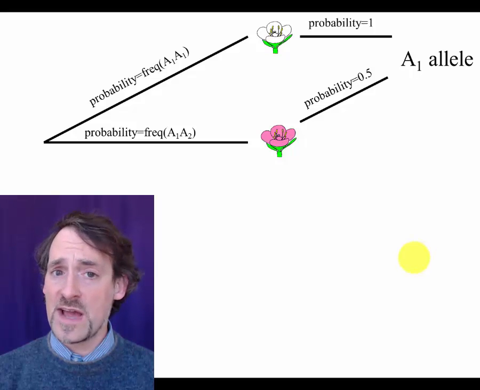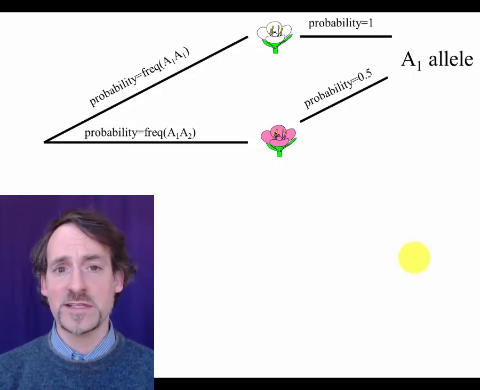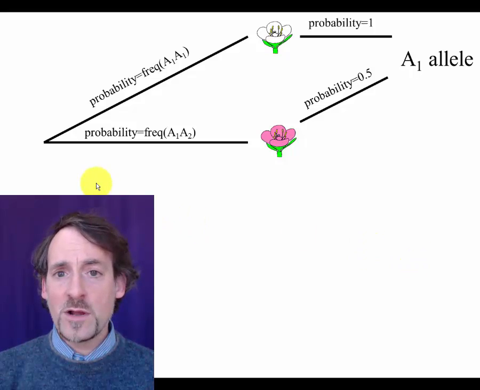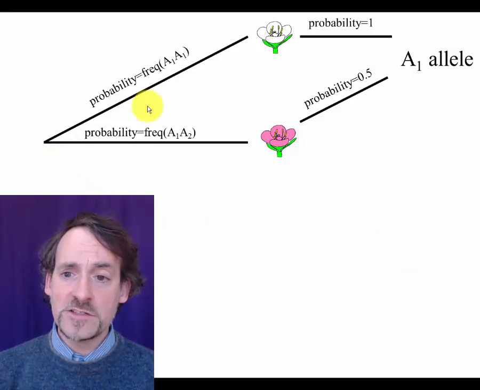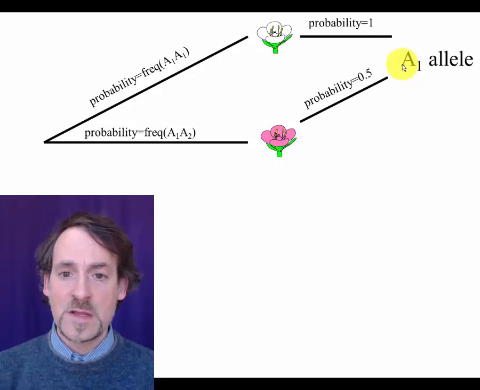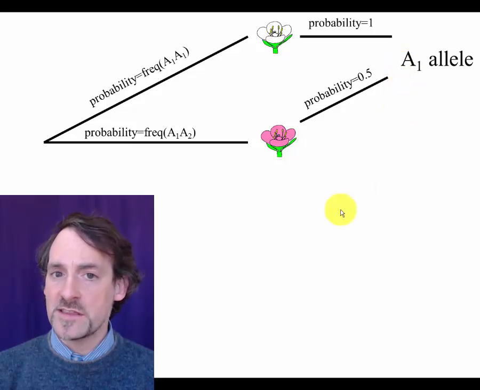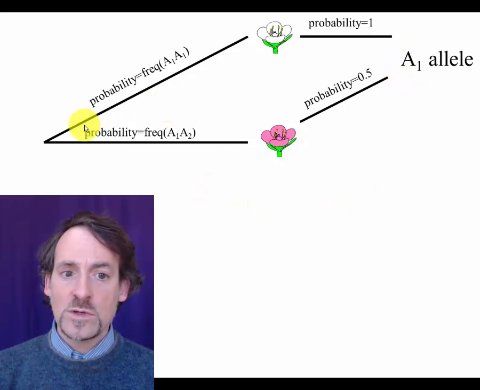Okay, knowing that, let's go back to our probability tree. What's the probability that we walk down the probability tree and end up here? There are two ways to get there. What's the probability of getting there through this path?